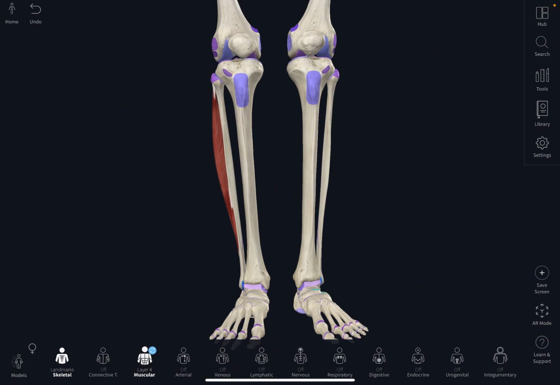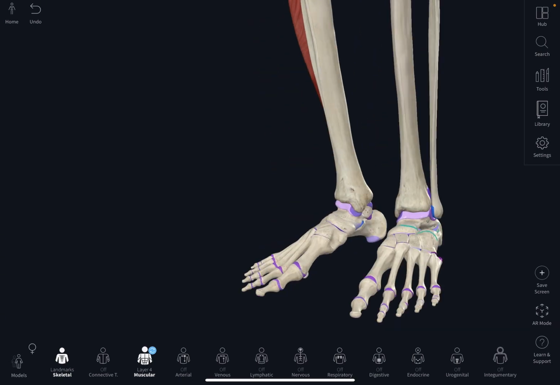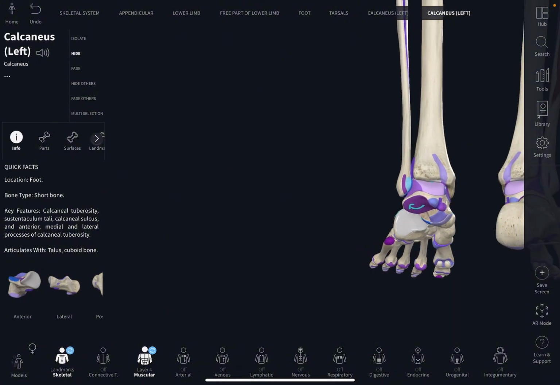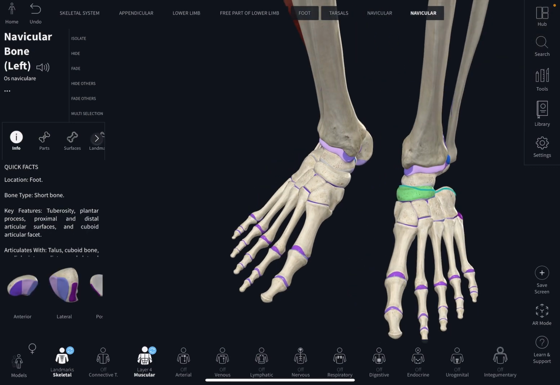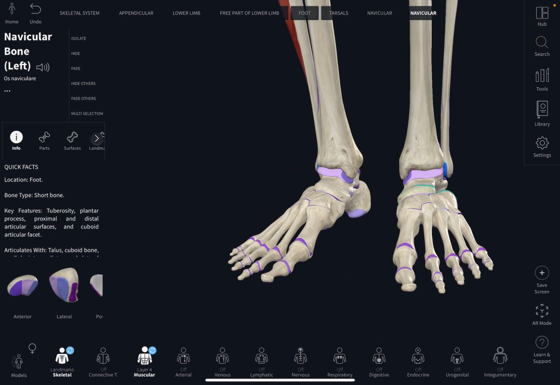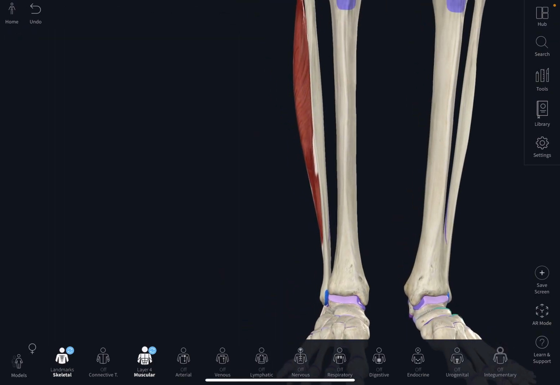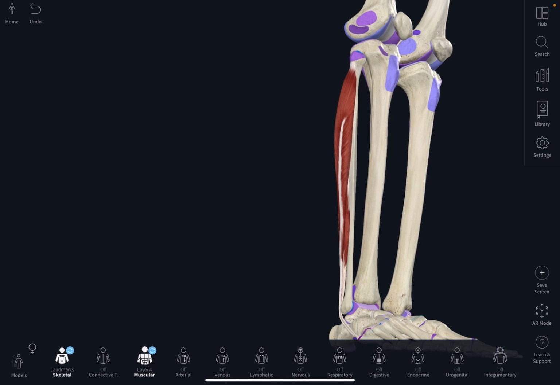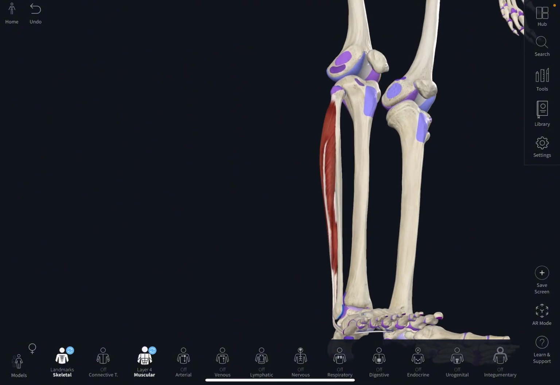So it's going to assist with eversion at the subtalar joint, which is going to be right here. Eversion. And at the transverse tarsal joint. The lateral compartment is going to be innervated by the superficial fibular nerve, and it's going to have blood supply from perforating branches of the fibular and anterior tibial arteries.